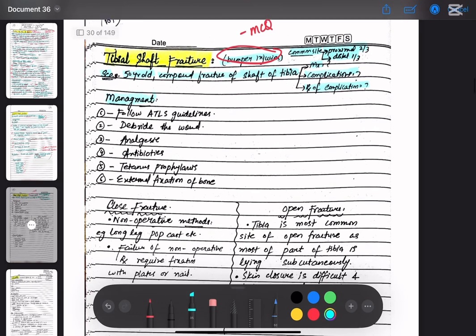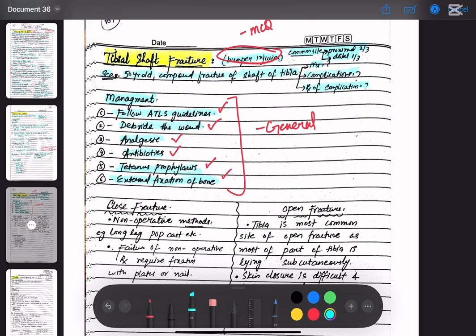First of all, follow the ATLS guideline, then debride the wound, then analgesics are given, antibiotics are given, tetanus prophylaxis is done, and external fixation of the bone is done. Okay, this is the general management. You can also write this management in all other types of fractures: first of all the ATLS guideline is followed, then debridement of the wound is done, analgesics are given, antibiotics are given, tetanus prophylaxis is done, and external fixation of the bone is done.